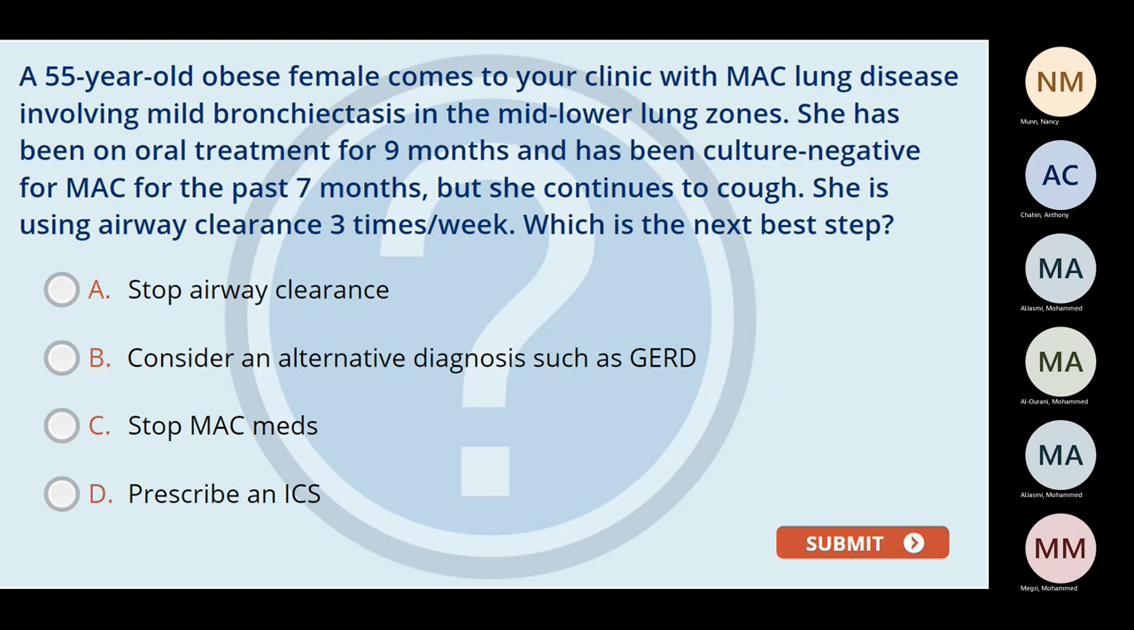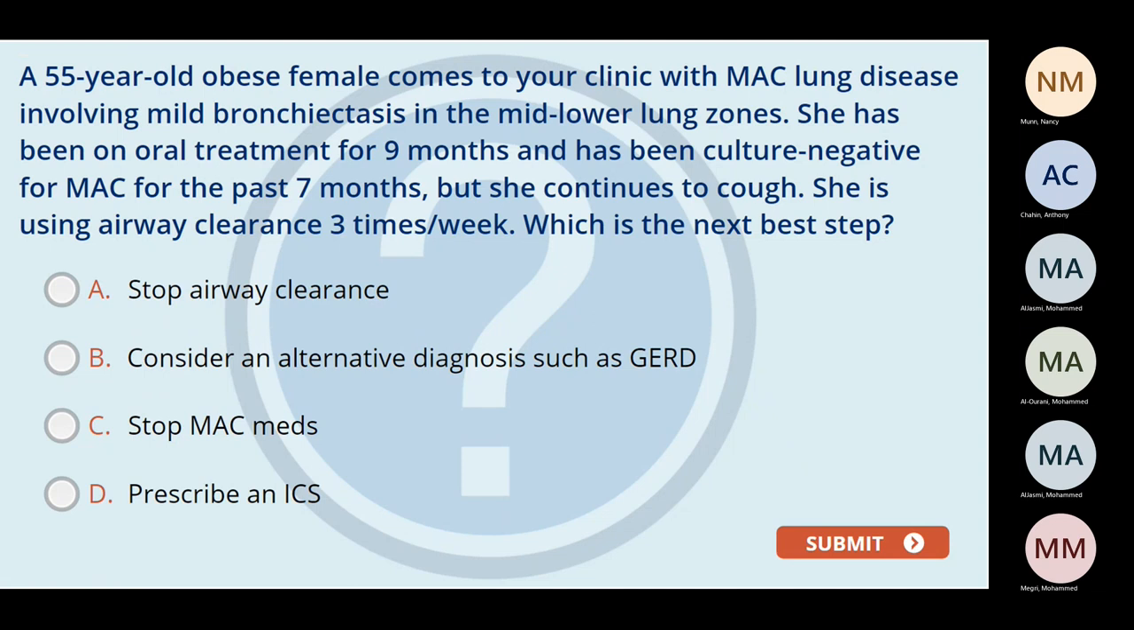So she has been on treatment for 9 months and has been culture negative for the past 7 months. You still treat for 12 months after negative culture, so we have 5 months more to go. So stop MAC medicine is out. What about inhaled ICS? Inhaled ICS will increase the risk of infection.